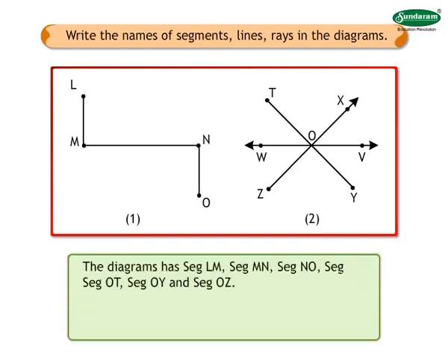Diagram has segment LM, segment MN, segment NO, segment TY, segment OT, segment OY, and segment OZ. It has ray OX, ray OW, ray ZX, and ray OV. It also has line WV.